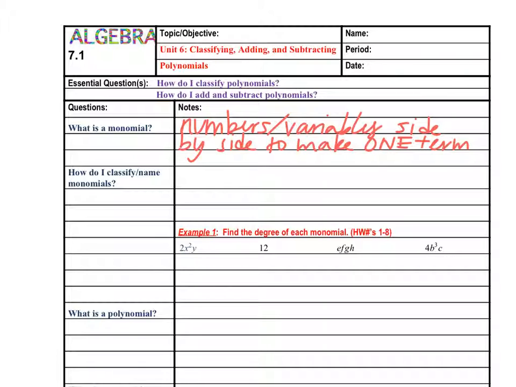So x squared is a monomial, one term. If you put a number in front of that and make it 3x squared, it's still a monomial. And how many examples does it say? Find the degree of each monomial, if it has like a bunch of things? Like we'll do it together. Okay, come on. And then how do you classify or name monomials? Here's how you do it.